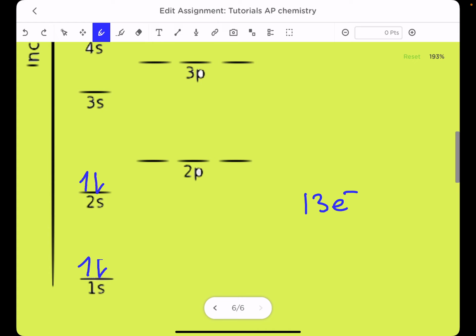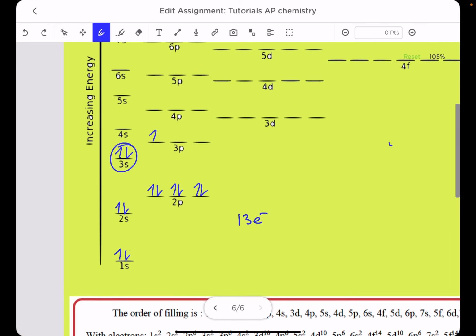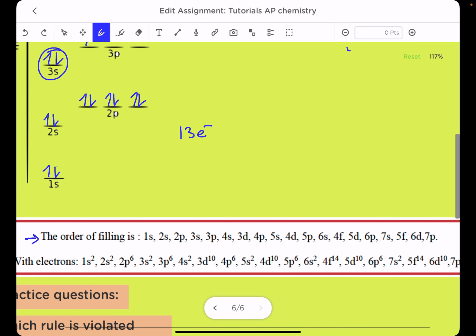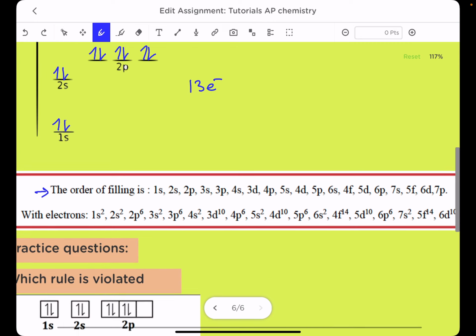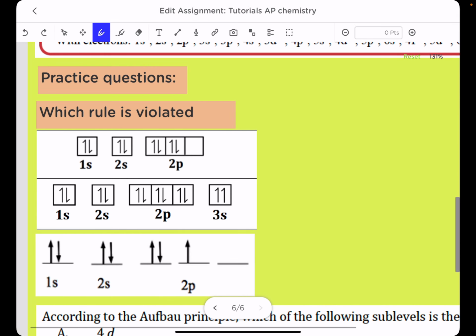Now look here, I'm going to apply Hund's rule. 5, 6, 7, 8, 9, 10, 11, 12. And now is the 13. I cannot skip the 3s, for example, and put those electrons like that here. No, I have to go in order. And for this reason, this is the order we follow when filling the electrons in the orbitals. Or simply, you can read it from the periodic table.